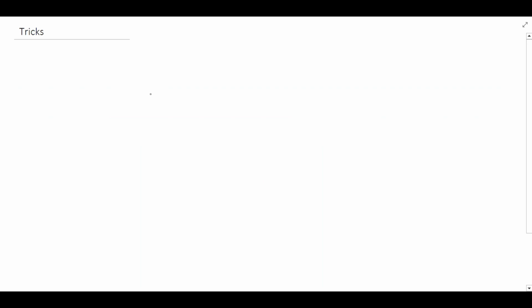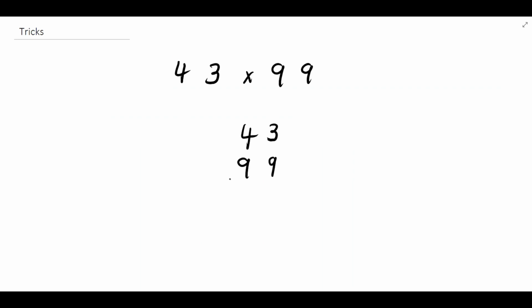The next technique is multiplying by an equal number of 9s, as I've already shown you. So take 43 into 99. What do you normally do? You take the number 43, you take 99, and it's such a tedious process.